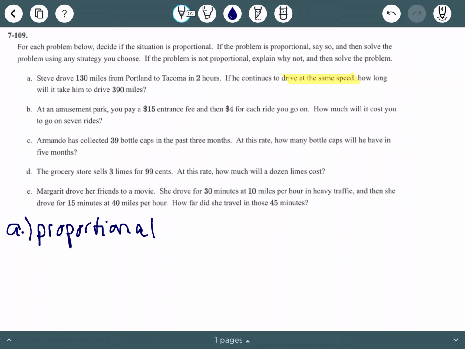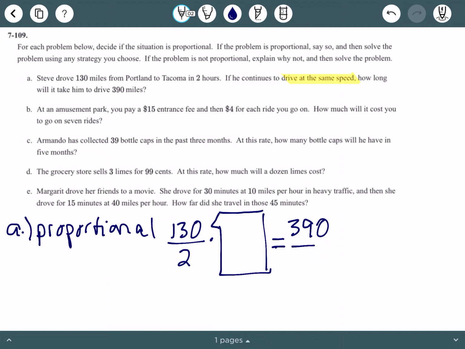Let's do distance over time. We know that he's traveling 130 miles in 2 hours. So we want to know how long will it take him to drive 390 miles. So I think I'm going to try a giant one for this problem. So we're doing miles on top and time on the bottom. Now we don't know how long it's going to take him to go 390 miles, so let's use an X to represent that.